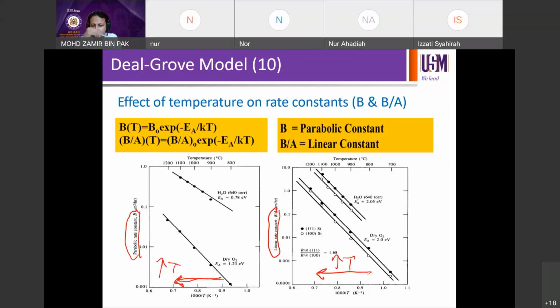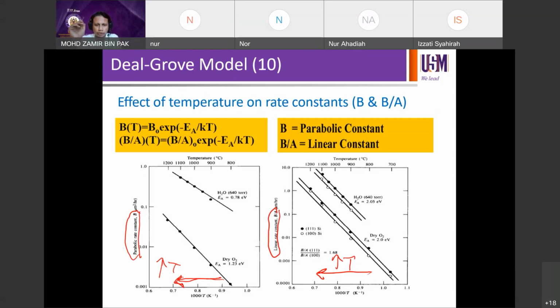So if you look at the constants, parabolic on the left and linear on the right, you can see that firstly the slope is negative. A negative slope means that increasing temperature, which means going to the left, will increase the parabolic rate constant and the linear rate constant as well. Both are the same: negative gradient, and higher temperature means going to the left.